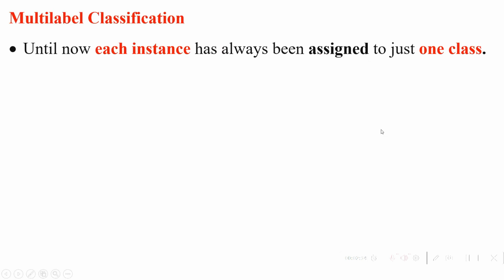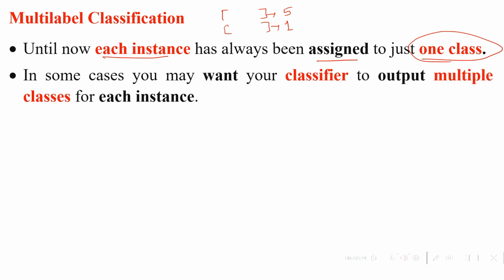Until now, each instance has always been assigned to just one class only. For example, in the given dataset there are some features. Based on the features we assign only one class label, that is 5. Based on other features we assign a class label as 1. Like that we assign the class label. Simply that is called one class classification.